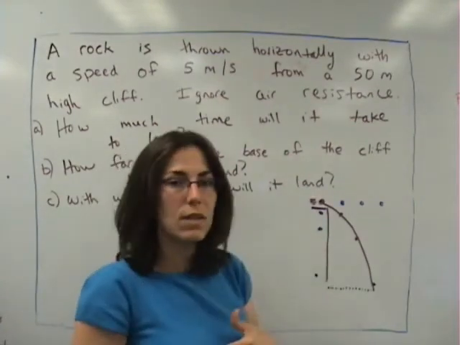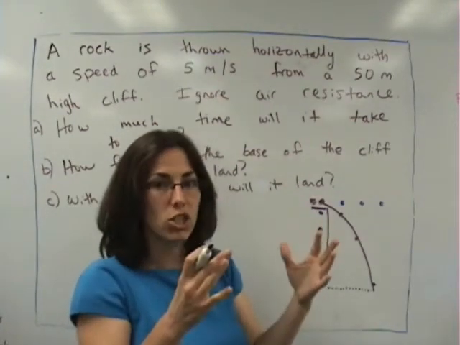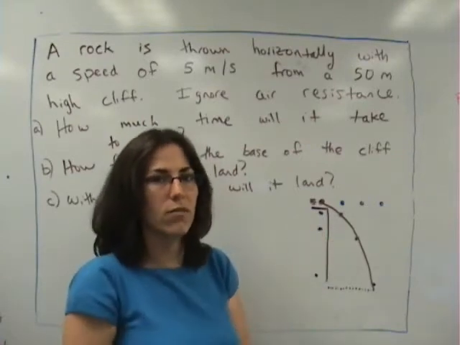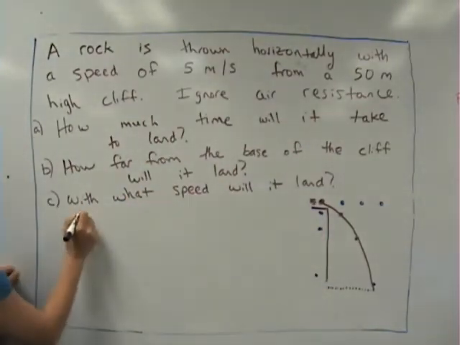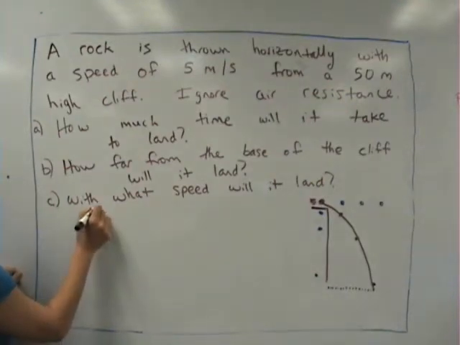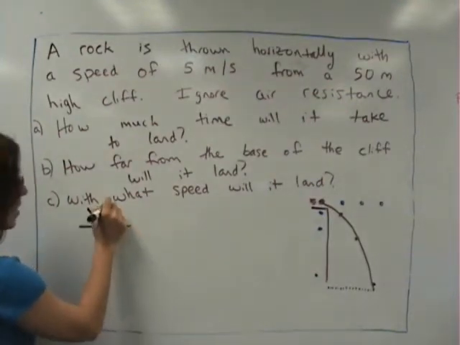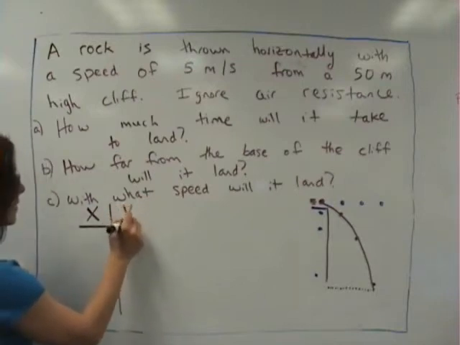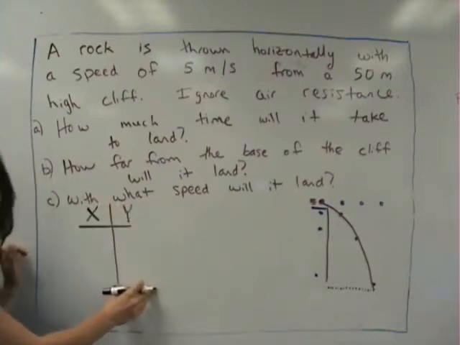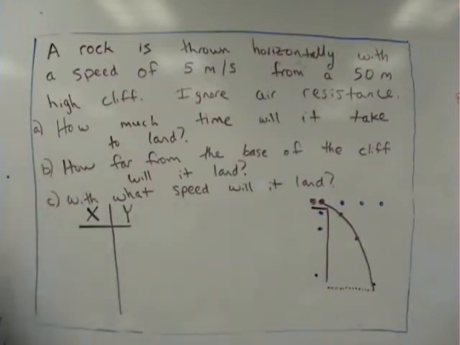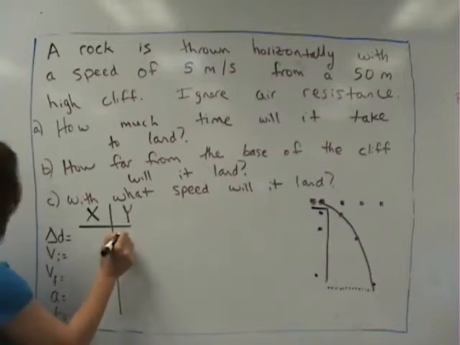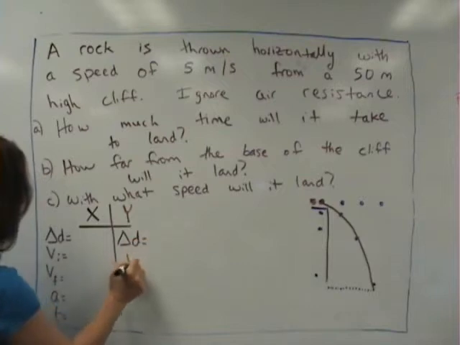But let's put the whole problem together, and we're going to make an x and y chart, or a horizontal and vertical chart, just to look at our information. So horizontally, I'll call that x. Vertically, I'll call that y. I'm going to lay out my information here, and just because I'm going to run out of room, I'm going to solve my problem over here. So in the x direction, I might know things like the change in position, the initial velocity, the final velocity, the acceleration, and the time. And those are the same things I might know from a y perspective.